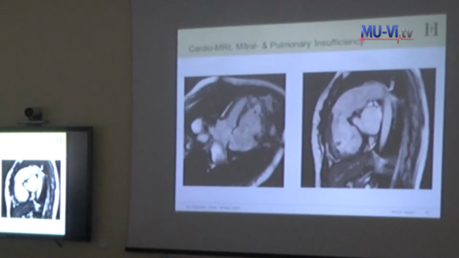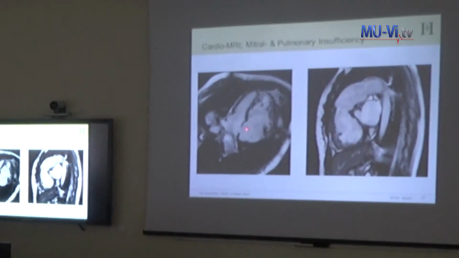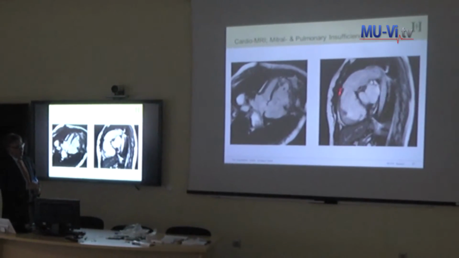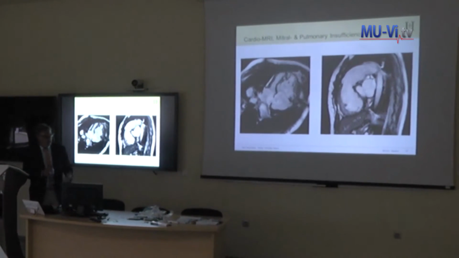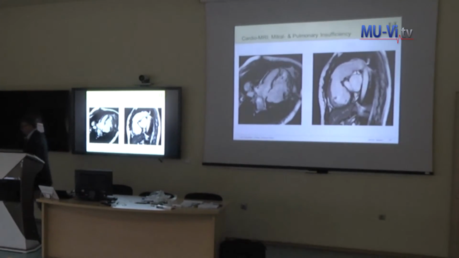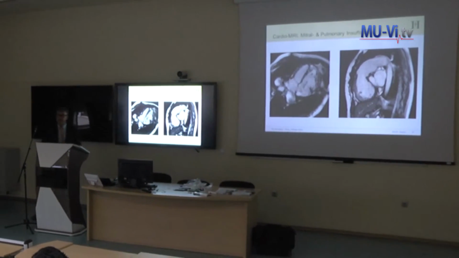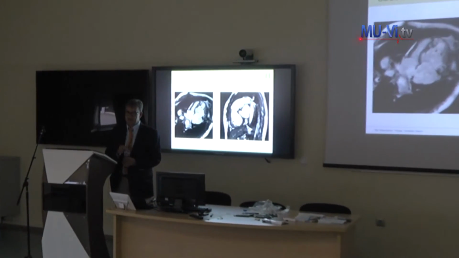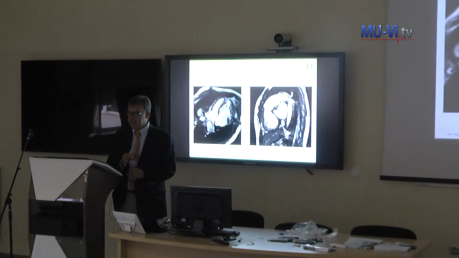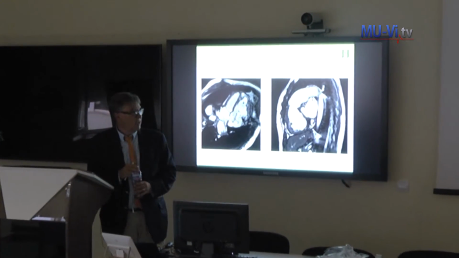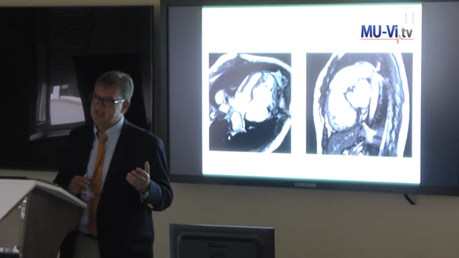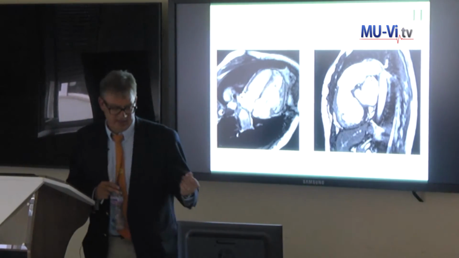Okay. Mitral and pulmonary insufficiency, it's always the same. What you see here is mitral insufficiency and pulmonary insufficiency. Here, a small band of free flow. And what we must say is that cardio MRI is not the right method to evaluate the valves. If you want to evaluate valves, you have to use echo or TEE, transesophageal echo. You see the valve sometimes, you can see an insufficiency, but you cannot evaluate it seriously.